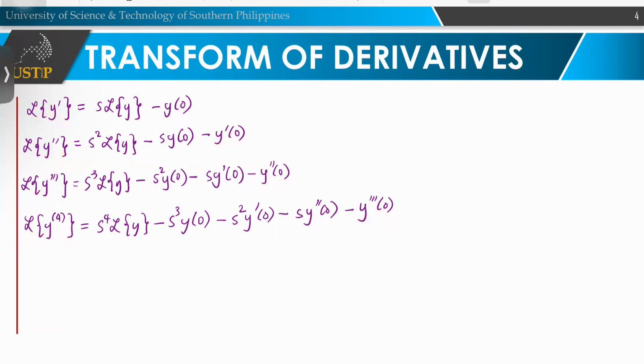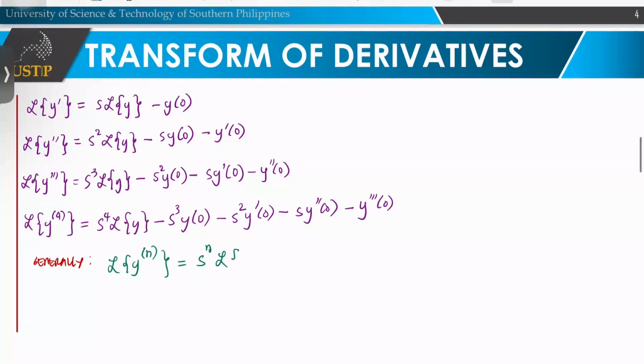So in general, the pattern is: the Laplace transform of the nth derivative of y, in parentheses, is equal to s to the n multiplied by the Laplace transform of y, minus s to the n minus 1 times y of 0, minus s to the n minus 2 times y prime of 0, minus, and so on, until you reach just s, and that is s multiplied by y.